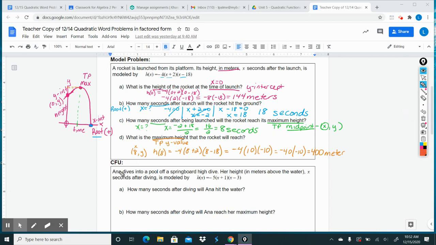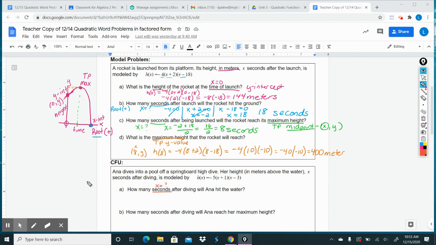Okay, so for our check for understanding, Anna dives into the pool off a springboard high dive. Her height in meters above the water x seconds after diving is modeled by h of x equals -5 times x plus 1 times x minus 3. For letter A, how many seconds after diving will Anna hit the water? So we're trying to find seconds, so we need to find our x value.